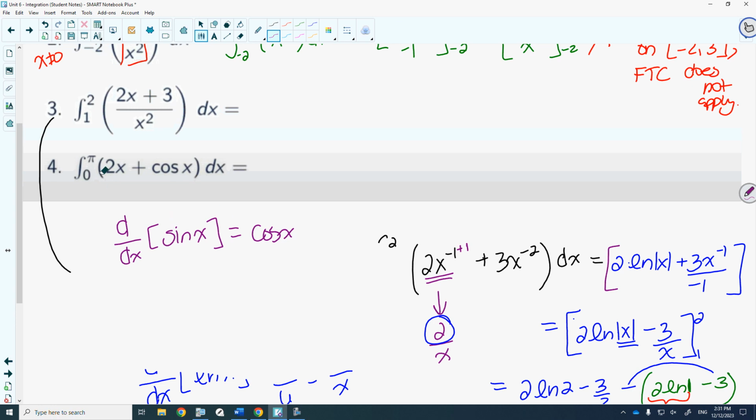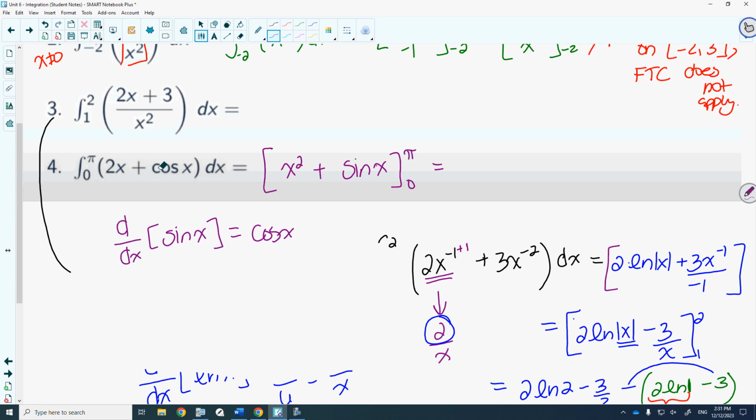So this one here, the antiderivative of 2x is going to be 2x squared over 2, which will just be x squared, plus the antiderivative of cos of x, which is sine of x. And again, if ever you're unsure, you could take the derivative of this and see if you go back here. Right? The derivative of sine of x is cos of x. We're integrating from 0 to pi.